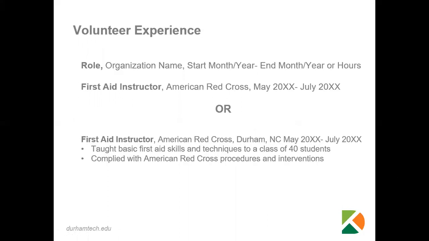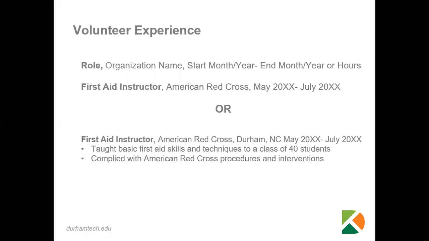If you have volunteer experience, you may list it here. The way you should organize it is the role, bolded, the organization name, the start month and year to the end month and year, or the number of hours. So for example, I have first aid instructor, comma, American Red Cross, comma, May 20 whatever to July 20 whatever.